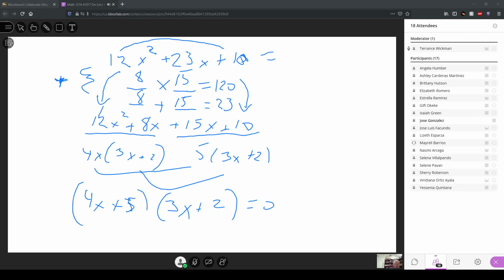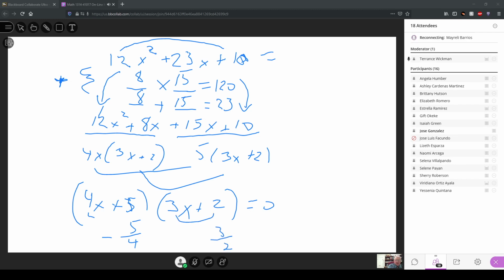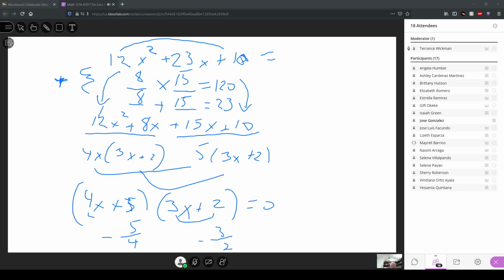Now, what makes this 0? You take this number 4, put it underneath that 5, and you get 5/4. You change the sign, it's negative. This one, you take the 3, put it underneath the 2, change the sign. So those are my factors. Negative 5/4 and negative 2/3. On the test, I believe that would be answer D.